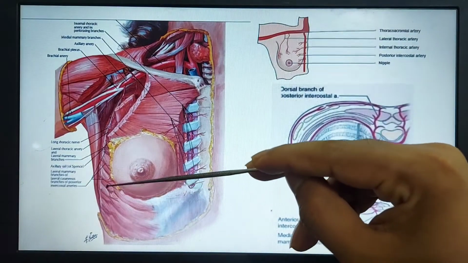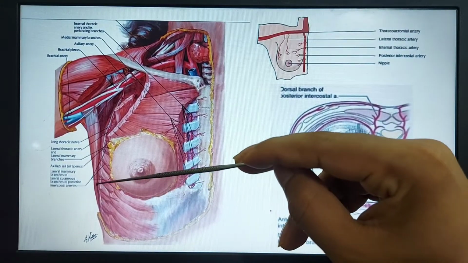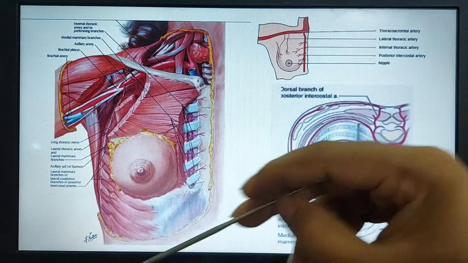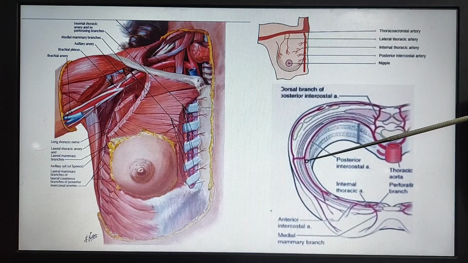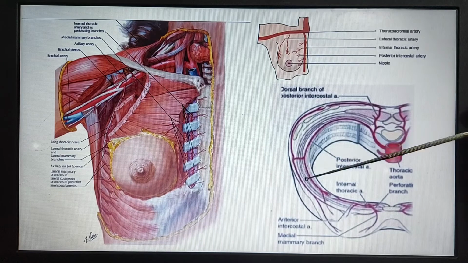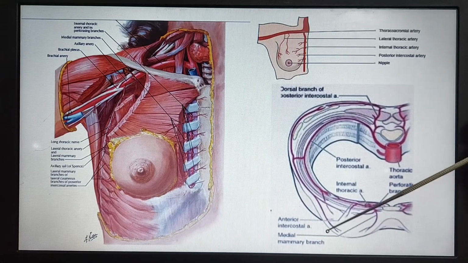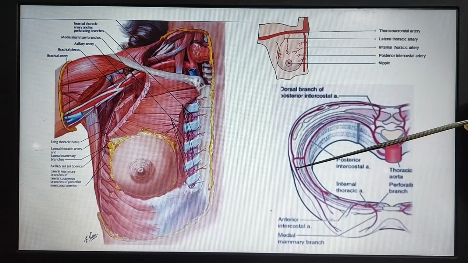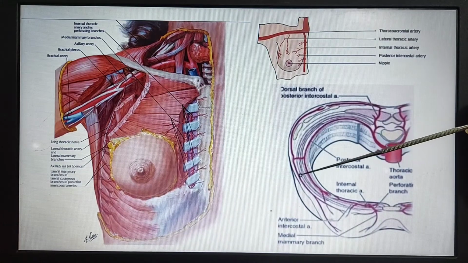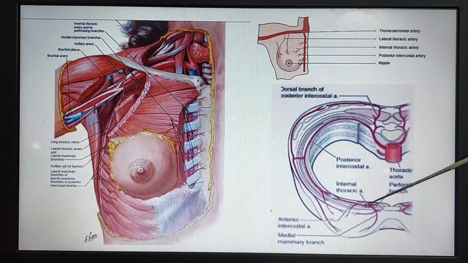And finally in this part we see some arteries coming from behind. These are the posterior intercostal arteries. We see here the descending thoracic aorta. From here the posterior intercostal arteries originate, and finally they become subcutaneous. This is the right breast, and it gets arterial supply from the posterior intercostal artery, and from the internal thoracic artery, this is the medial mammary branch. They get arterial supply from here.